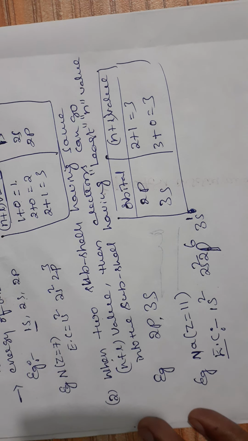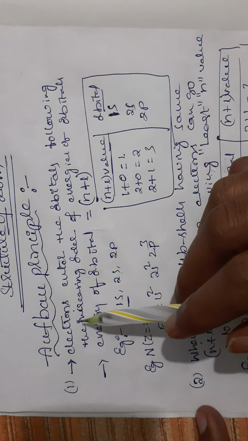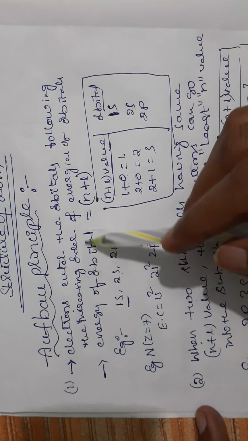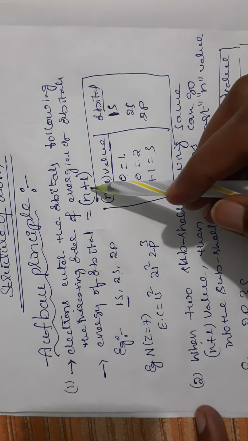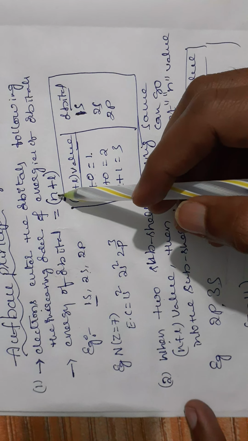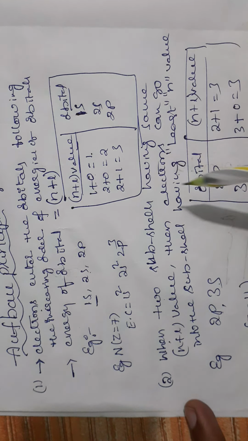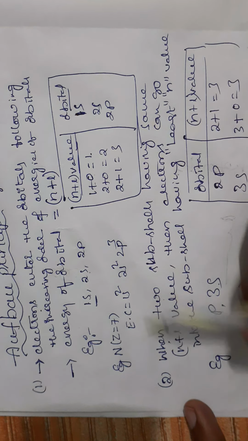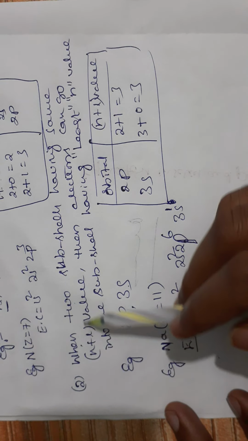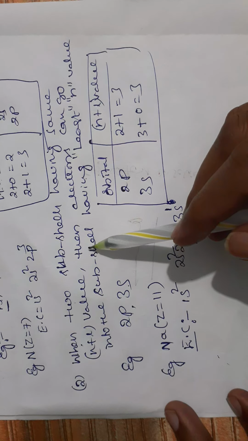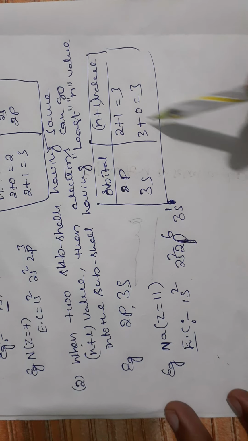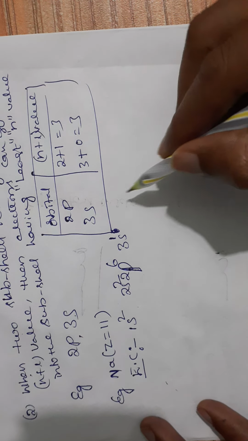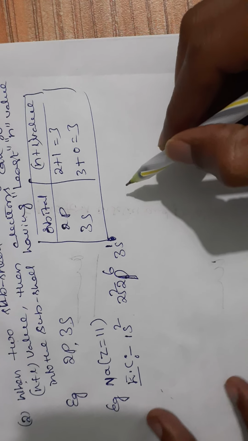So this is the Aufbau principle, students. You can see once again. The first statement: electrons enter the orbitals following the increasing order of energies of orbitals, where the energy of an orbital is given by n plus l, where n is the principal quantum number and l is the angular momentum quantum number. Here examples are explained, students. Now the second one: when two subshells have the same n plus l value, then electrons go into the subshell having the least n value. These two examples are explained here, students. Have you understood?